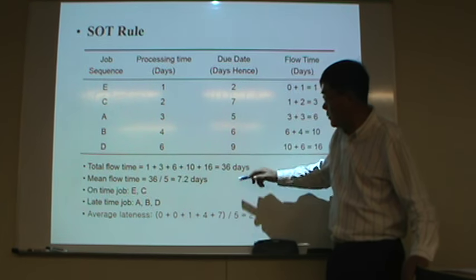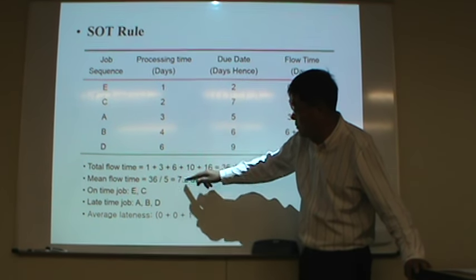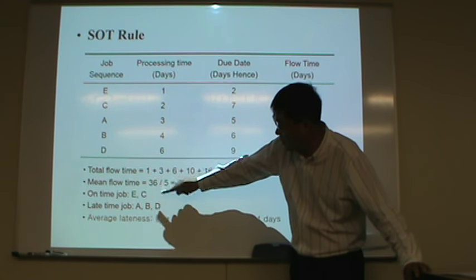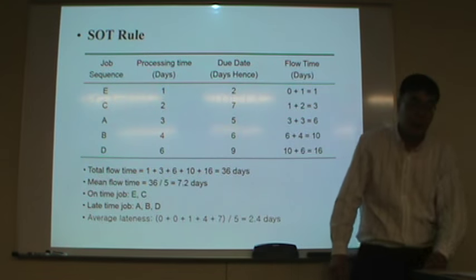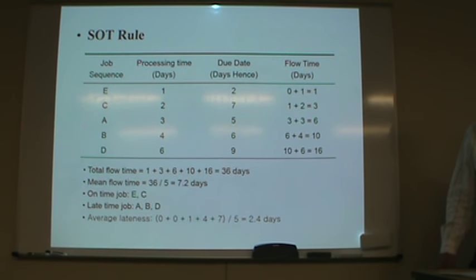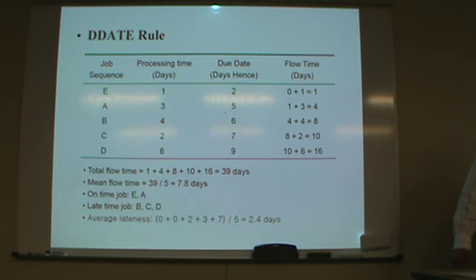Then total flow time is 36, mean flow time 7.2, on time E and C, late time A, B, D, and so on. So using this total flow time, mean flow time, on time job, late time job, and average lateness, due date rule, something like this.